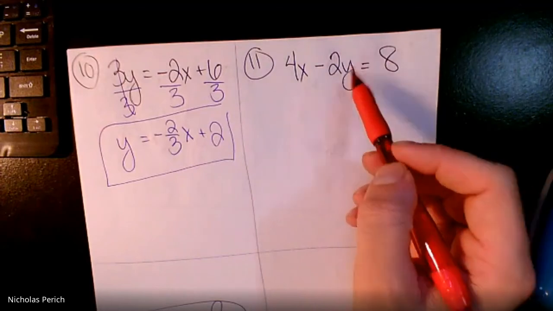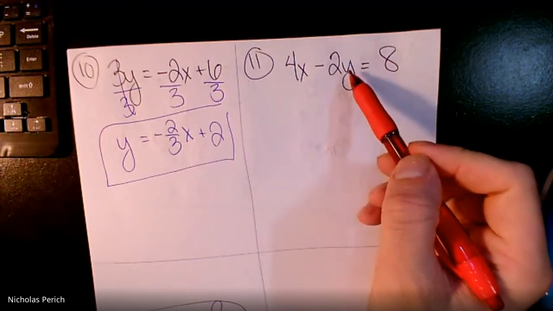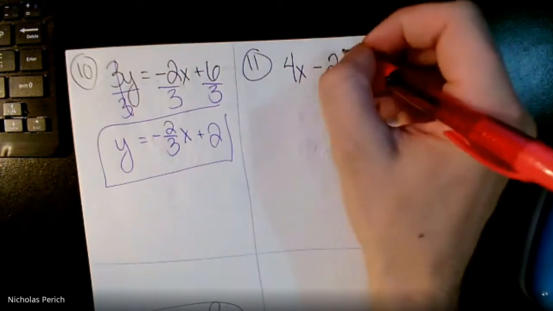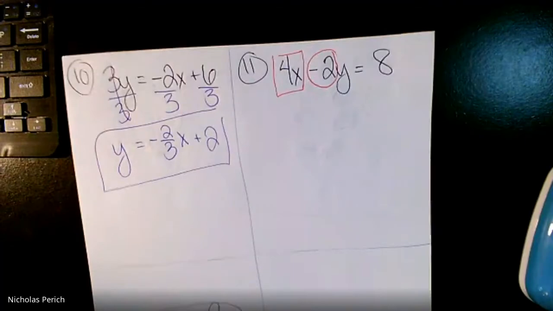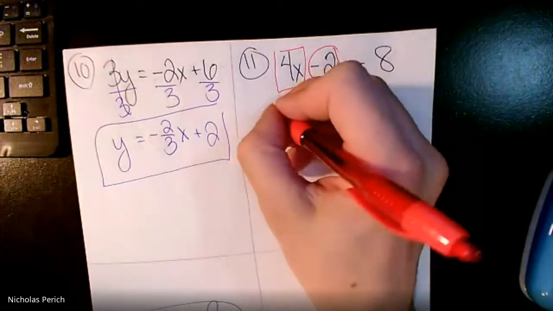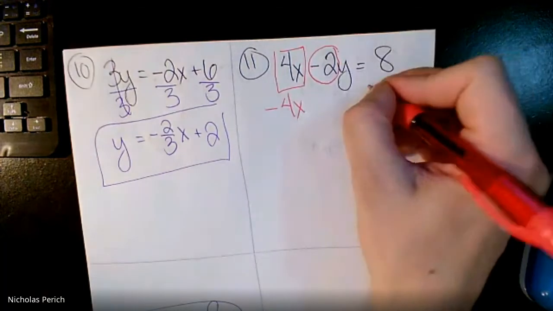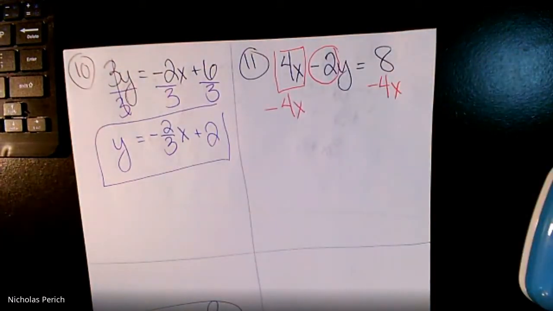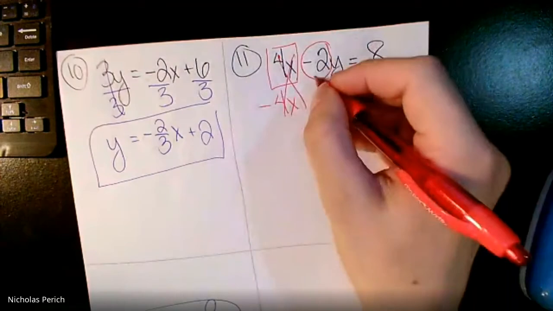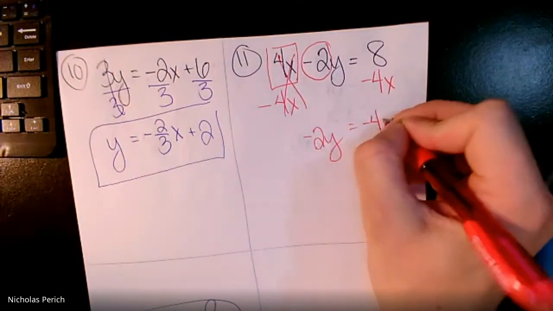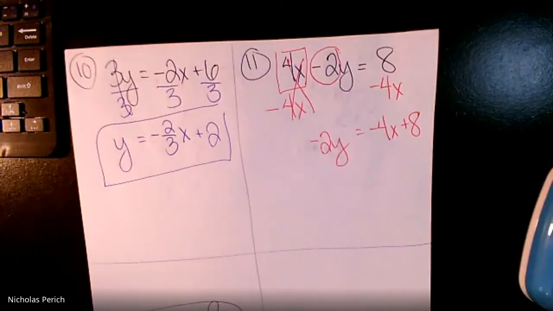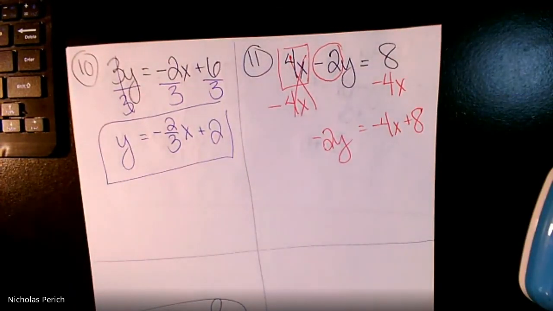Is y all by itself? No. What's in the way? I have a negative 2 that's attached, and I have a 4x that's just floating around. How do I get rid of the 4x that's just floating around? Minus 4x on both sides. That crosses out. Drop down the negative 2y. Drop down the negative 4x. Drop down the 8. Why didn't I combine them? Well, they don't combine. You know that.